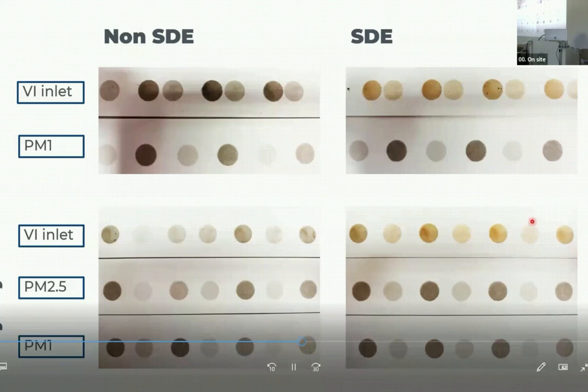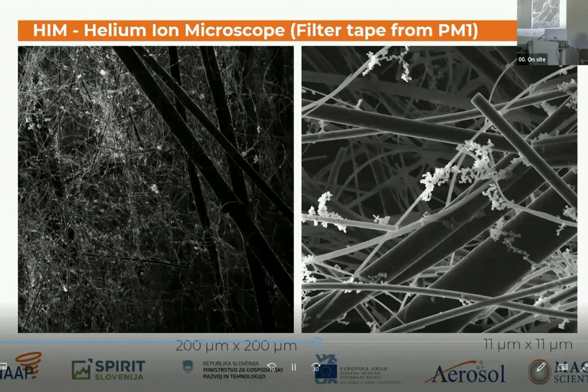On the right side, we have pictures of filters sampled during a dust event. On the tapes from instruments with PM1 and PM2.5 size-selective inlets, the dots are still gray because mineral dust is in coarse mode and is not sampled here. But the color of filter dots from the instrument with VI is yellow, as expected for mineral dust.